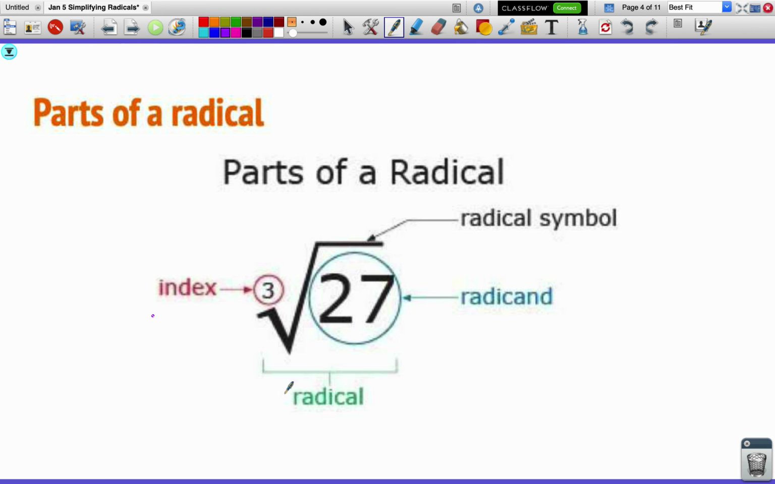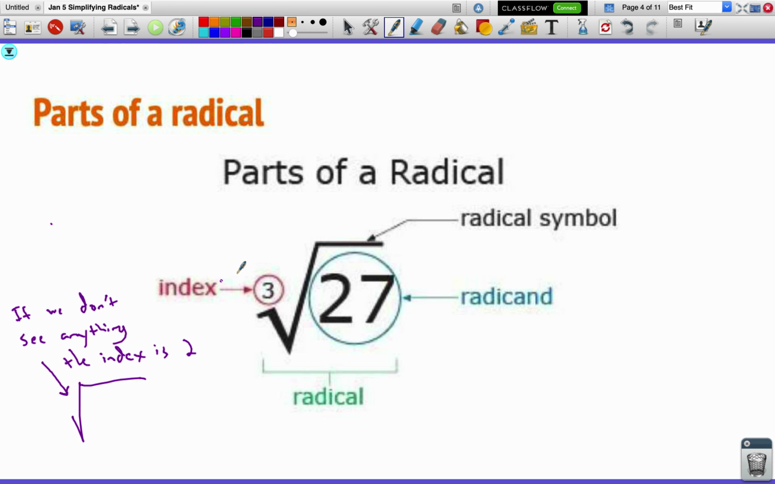I've been using these words index and radicand. I think now would be a good time to add those words into your notes. The index is the number out in front. If it's a square root and we don't see anything, the index is said to be a 2, because it's a square root. And go ahead and pause if you need to get the rest of these parts down so we can be using the right vocabulary.